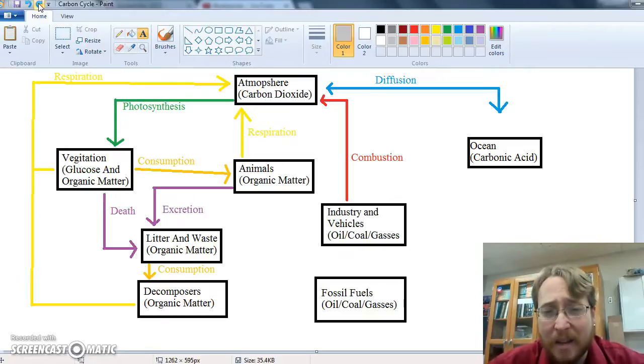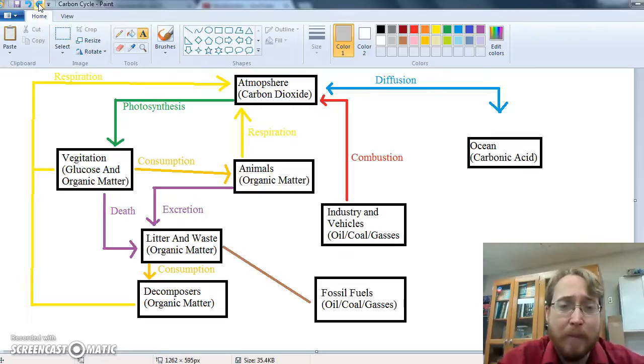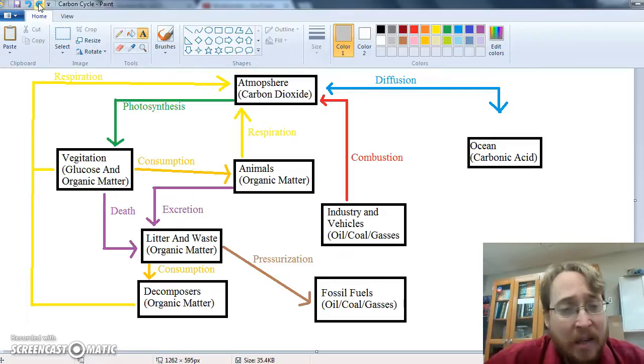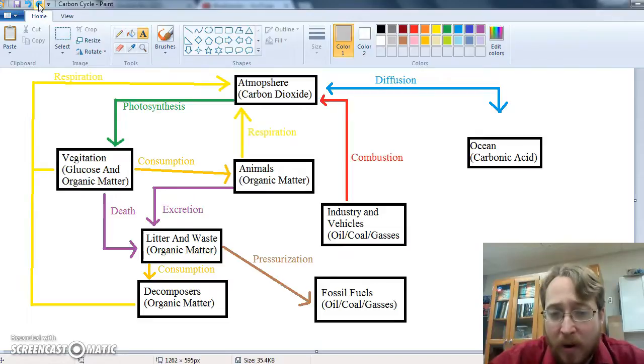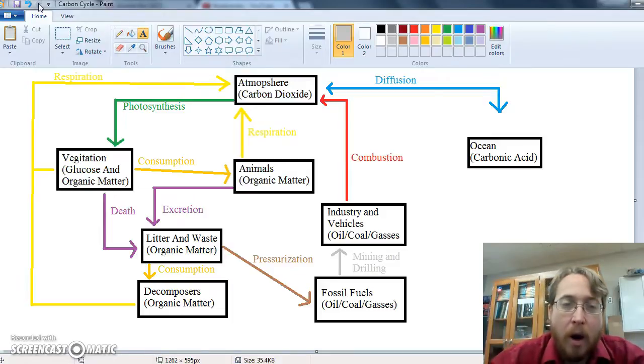But we have to get the carbon to the industry and vehicles, and the first step of that is from litter and waste to fossil fuels. If you have litter and waste that doesn't get consumed by decomposers, if it gets buried and pressurized, then you will form fossil fuels. You will form the oil, coal, and gases, and then those can be mined and drilled for industry and vehicles. So now we have all of these processes for moving our carbon through different forms, through different pools.